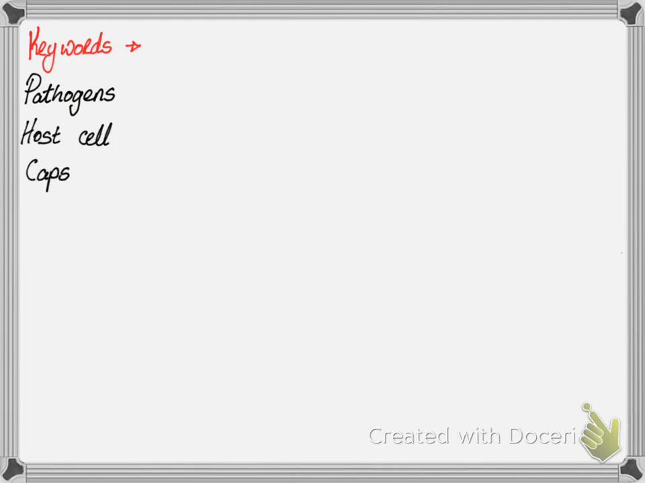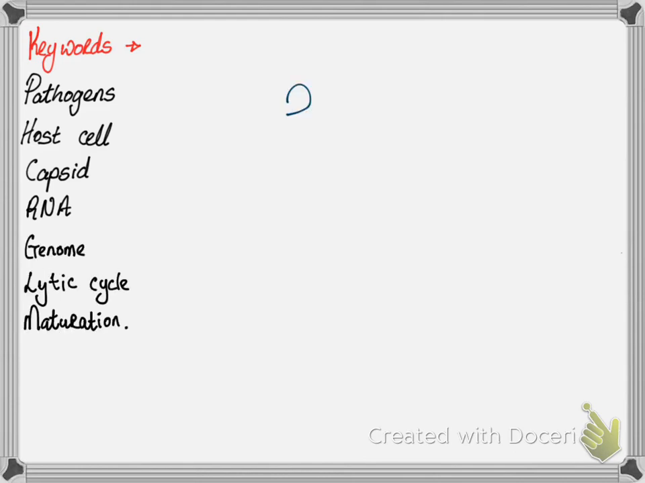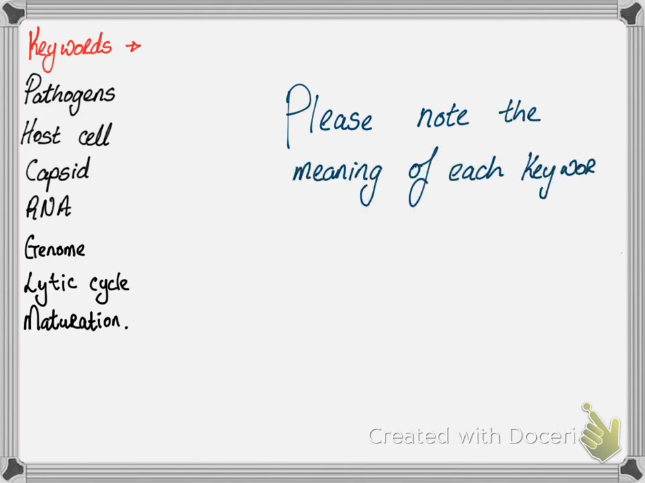In this video, we are going to look at viral replication. Some of the following are keywords that you will see in the video: pathogens, host cell, capsid, RNA, genome, lytic cycle, maturation. I want you to please take note of the meaning of each keyword throughout the video.